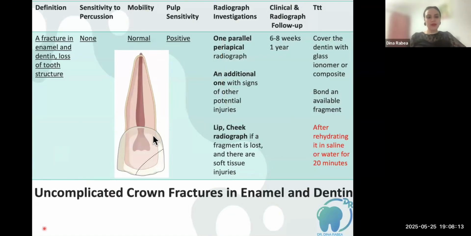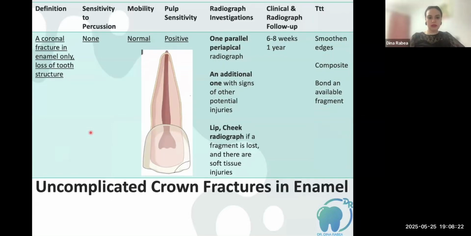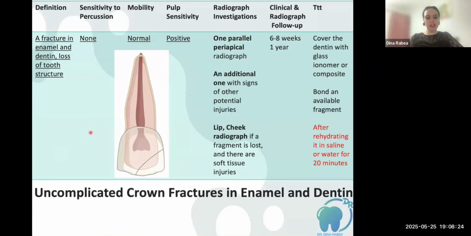Okay. So when it comes to the next type of fracture, which is the uncomplicated crown fractures in enamel and dentine. So this is, again, a mild fracture, but we have a more extensive part involving the dentine, a deeper fracture.